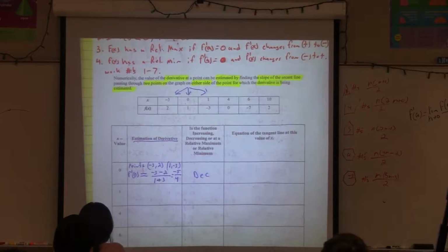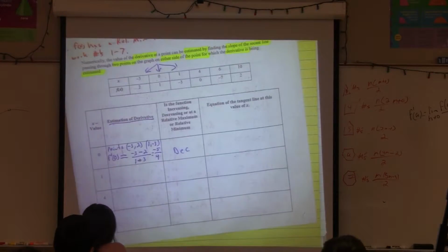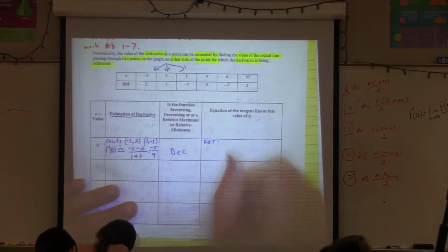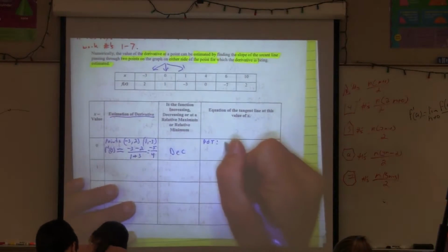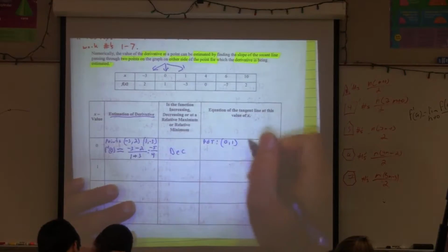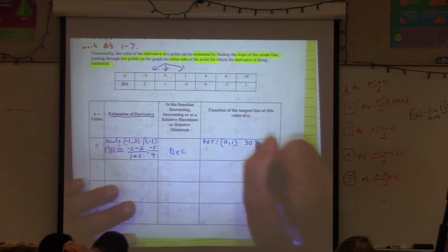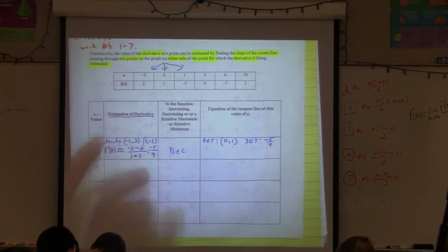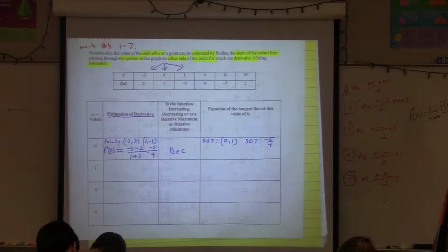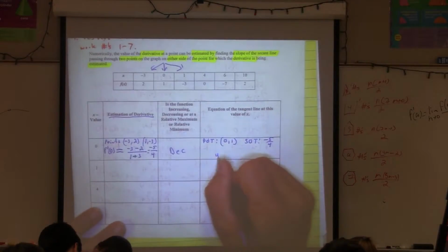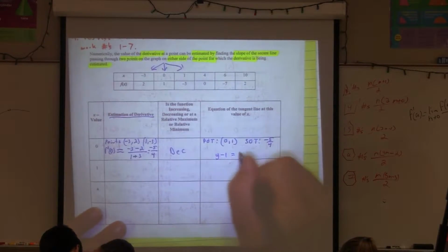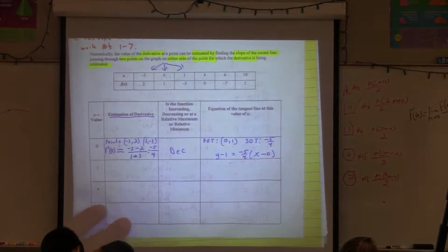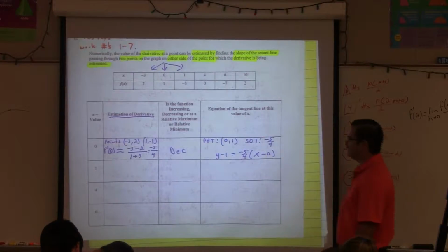Alright, cool. Let's find the equation of the tangent line. What do we need for that? The point of tangency and the slope. So what's my point of tangency? Beautiful, (0, 1). Where'd you get that from? From the table. Awesome. What was the slope approximation? Alright, so let's do it. What's my equation of the tan line? Beautiful. That's it. That's how I want it.